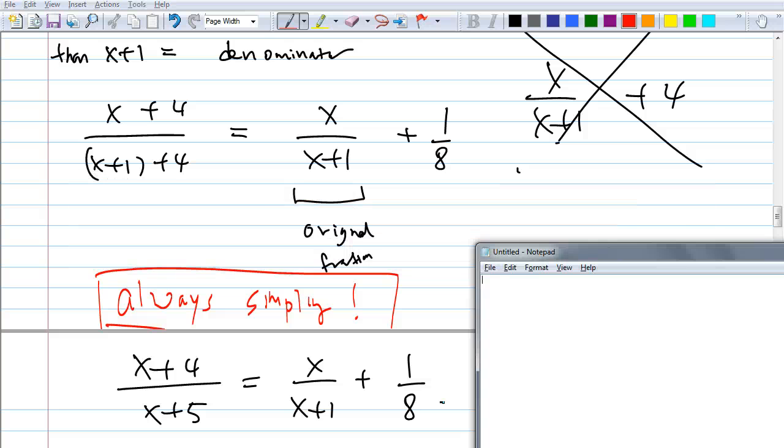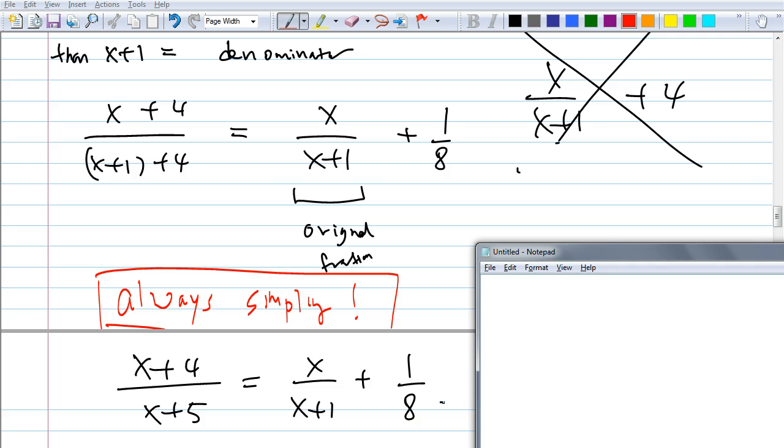Now, it's easier to look at the LCD. Isn't that right? You should always simplify, because if you're looking for the LCD and you leave it as x plus 1 plus 4, it looks kind of hard. But it's really nothing more than x plus 5, isn't it? So what's our LCD on this?